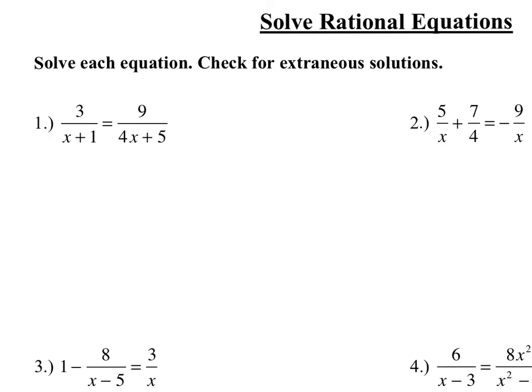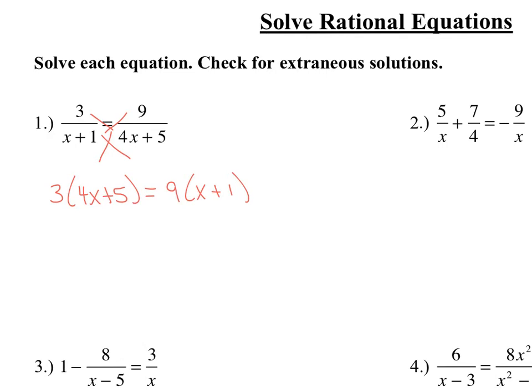Now for this one, in number 1, when you have just a proportion, you can simply cross multiply. So I'm going to cross multiply and have 3 times 4x plus 5. And I'm going to multiply the 9 times x plus 1. Remember, you can only cross multiply if you have an equation and if you have a proportion. So you can't cross multiply if you don't have an equation, and you can't cross multiply if you have more than one term on either side.